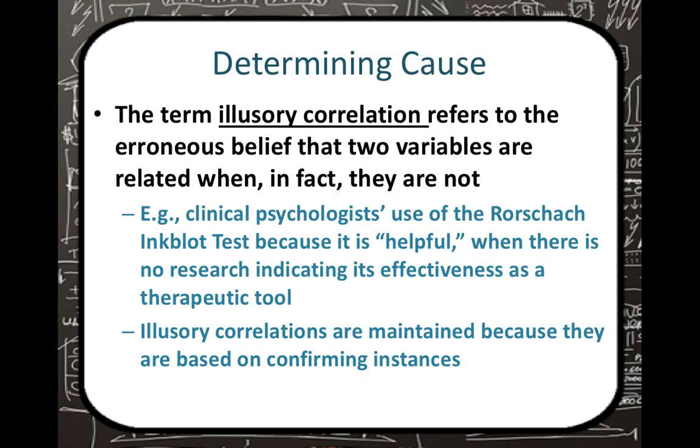So, the term illusory or illusion, right? Illusory correlation refers to the erroneous belief that two variables are related when in fact they're not related.